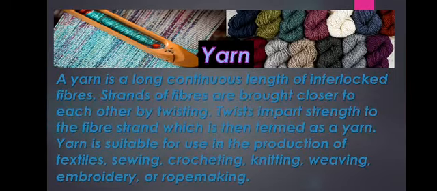How can you define yarn? Yarn is defined by the American Society for Testing Materials as a long continuous length of interlocked fibers. Strands of fibers are brought closer to each other by twisting. Twist imparts strength to the fiber strand, which is then termed a yarn. This yarn is used for the production of textiles, sewing, crochet, knitting, weaving, embroidery, etc. For all this, these yarns are made. So yarns are the long continuous structure made from fibers by interlocking each other. So this is the definition of yarn.